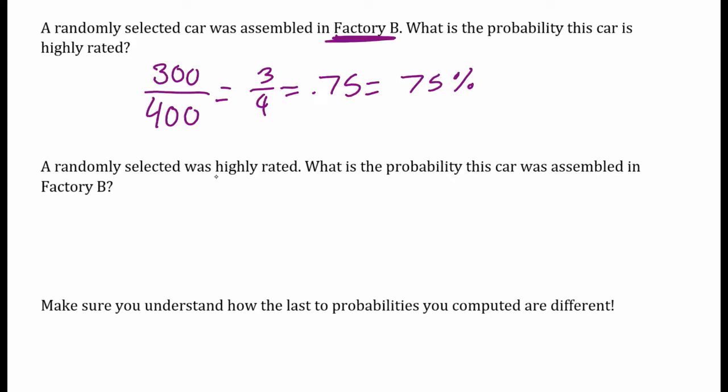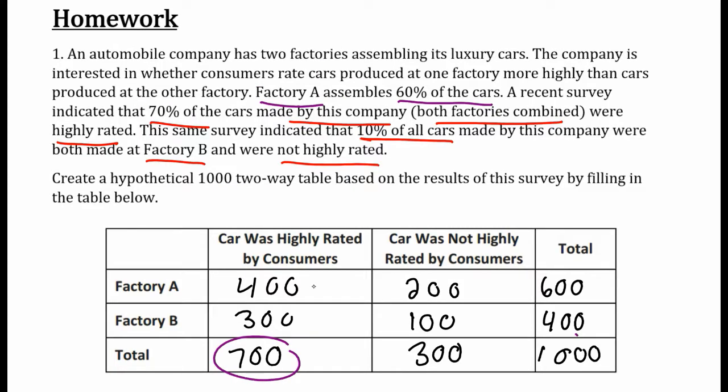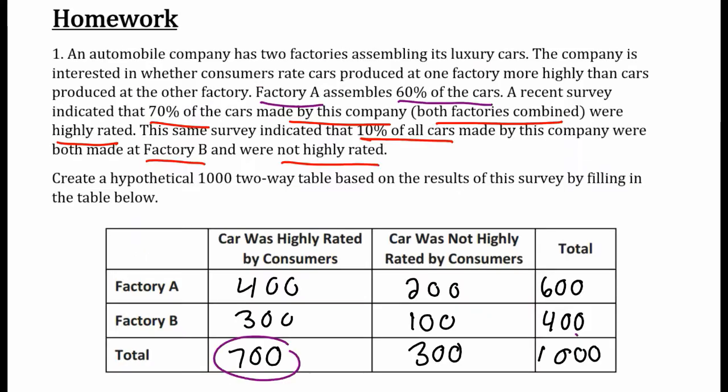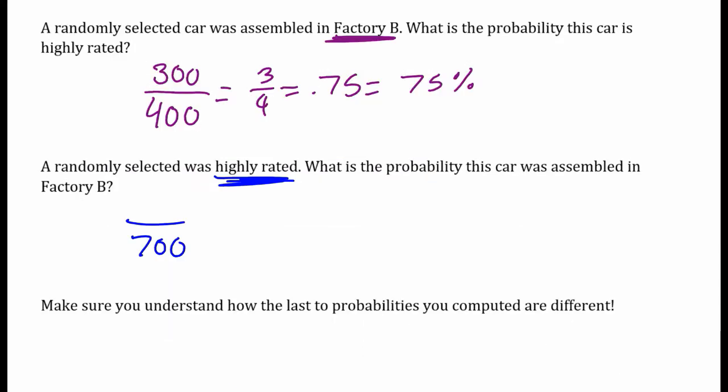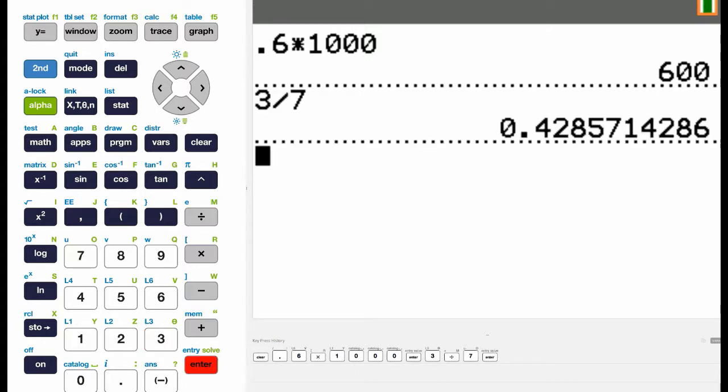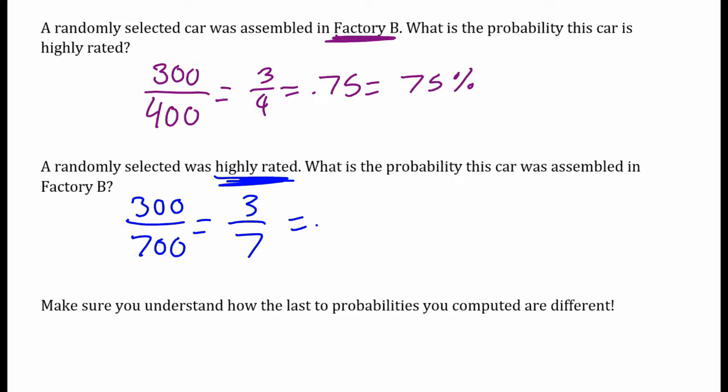Versus a randomly selected car was highly rated. So I now know that this car was highly rated, so my universe has shrunk down to those 700 cars. What's the probability that it's from B? Well, of those 700 cars, I'm trapped in this column here. 300 of them were from Factory B. So that's 3/7. As a decimal, what is 3/7? 3/7 is 0.428, 0.429. So it's about 0.429, which is about 42.9%.